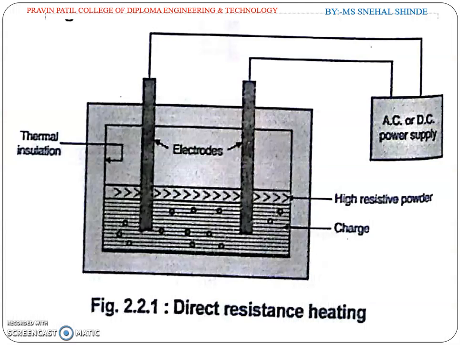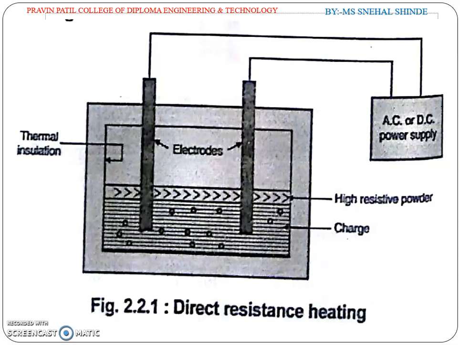Now we have seen earlier the classification of the electric heating system. In that there is resistance heating. So, direct resistance heating, this is the diagram of direct resistance heating. In this case, the current is passed through the charge, which produces I square R loss in the charge, and thus the charge is heated up. Here is the simple arrangement of direct resistance heating.